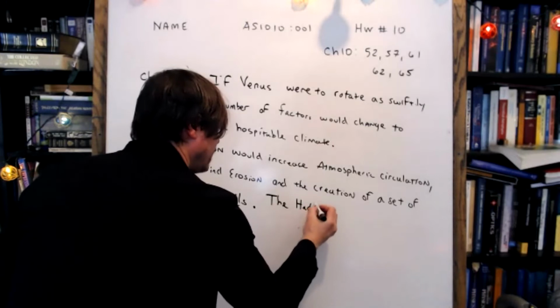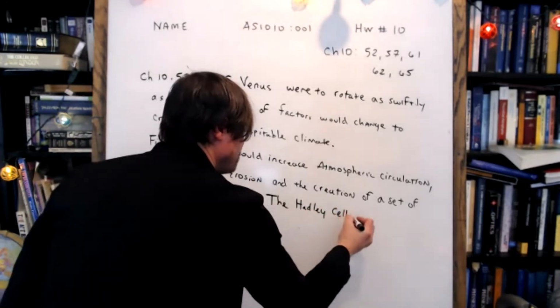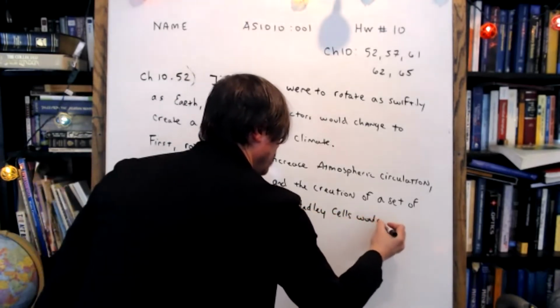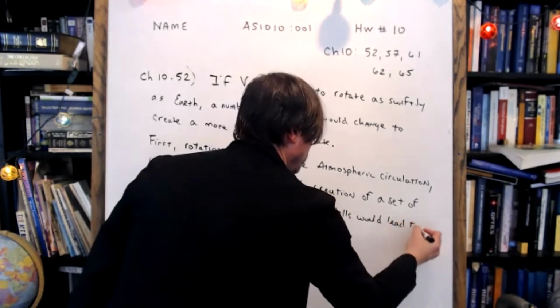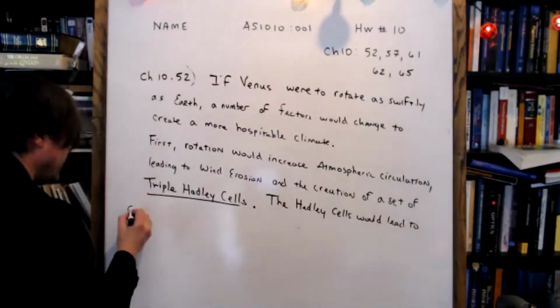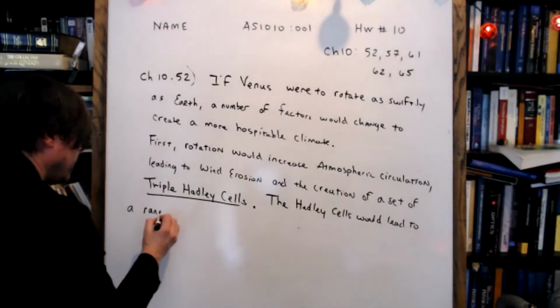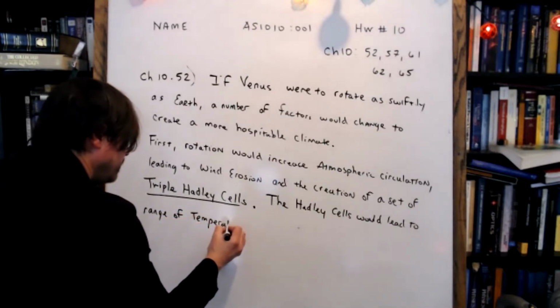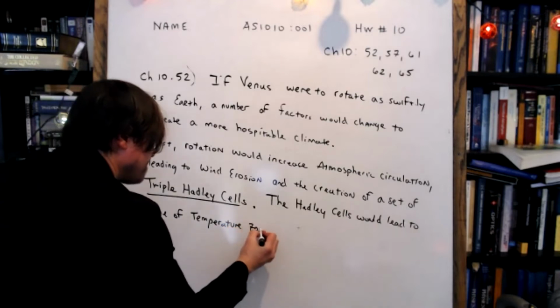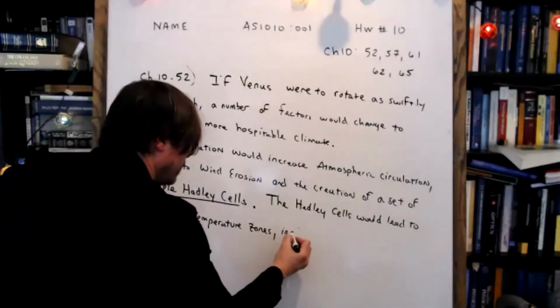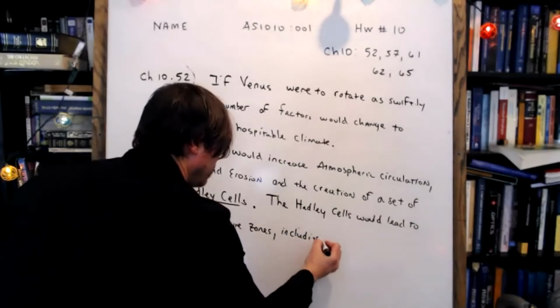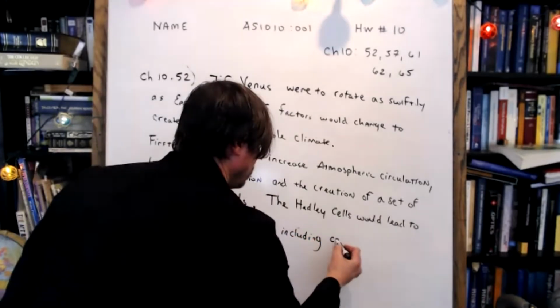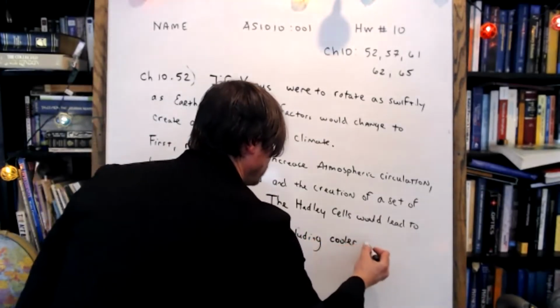The Hadley cells would lead to a range of temperature zones, including cooler poles.